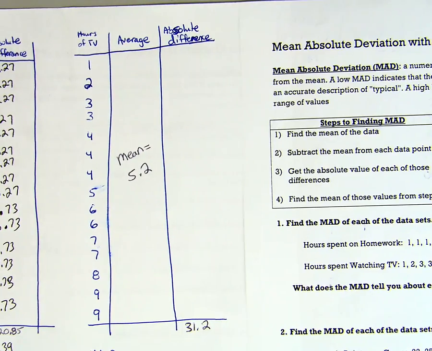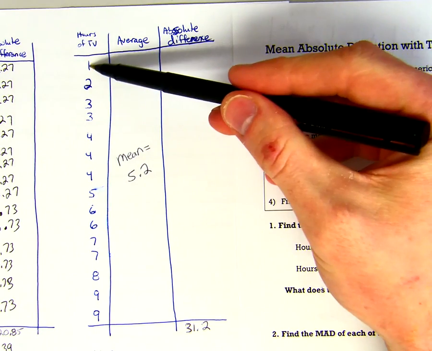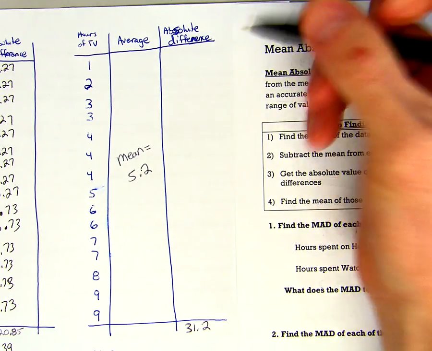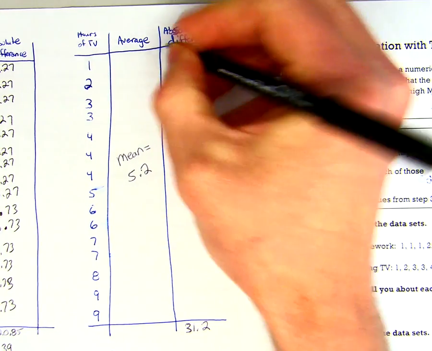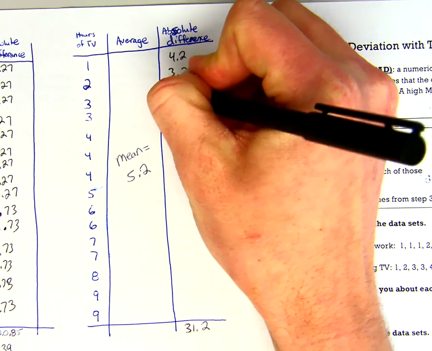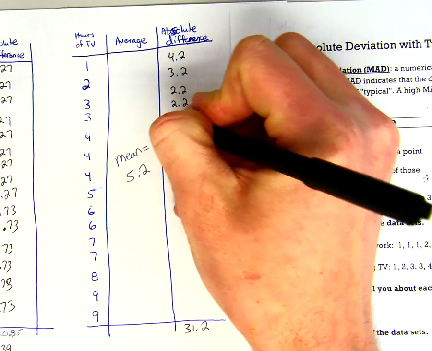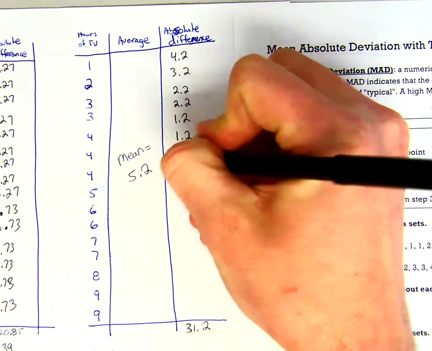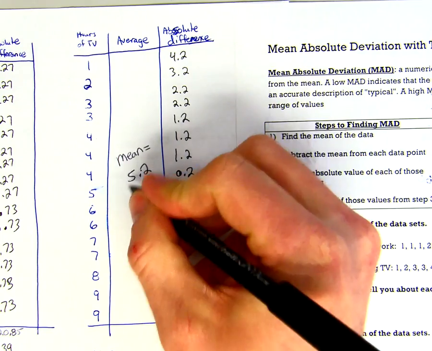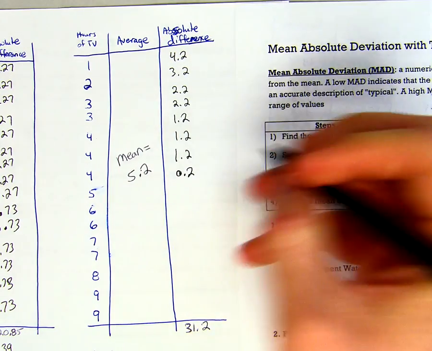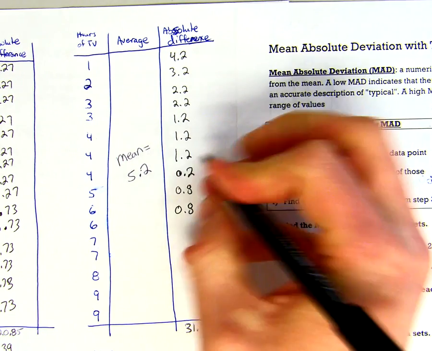Alright, and then my absolute difference I need to go ahead and find. So I'm going to find the difference between my actual data point and my average. And I'm just going to take the absolute value, so it's always going to be positive. So 4.2, then I get 3.2, 2.2 twice here. 5.2 minus 4 is 1.2. I'll do that 3 times. 5.2 minus 5 is 0.2. 5.2 minus 6 is negative 0.8, or the absolute value would be 0.8. I have to do that twice.